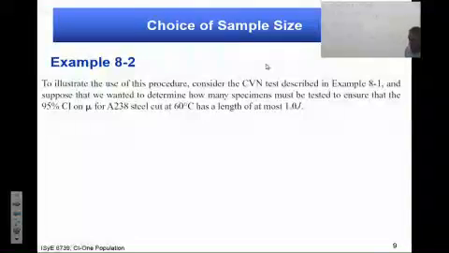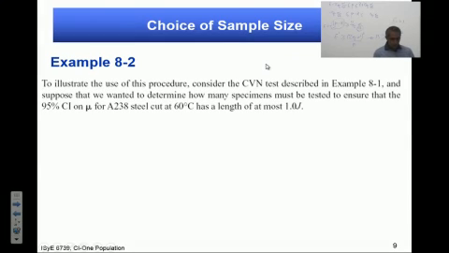Okay. So I'll give you a couple of minutes to work on that example. It's actually related to the previous example. You have the information here. And it says we want to find an appropriate number of samples, or specimens, under some errors.